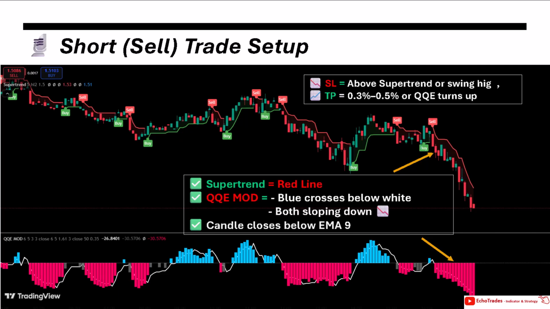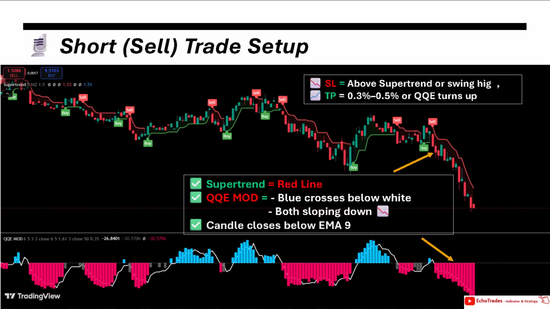Got it. Then we look to QQE MOD again, but the conditions are reversed. Exactly right. For short, you need the QQE MOD's blue line to cross below the white line. Signal of increasing bearish momentum. And, just like the long, the vital part, both the blue and white lines must be clearly sloping downward after the cross. Confirm strong, consistent selling pressure, not just a quick dip. Downward slope on both lines, okay?